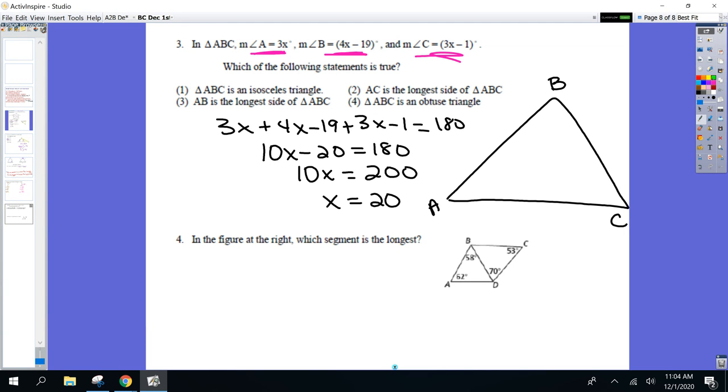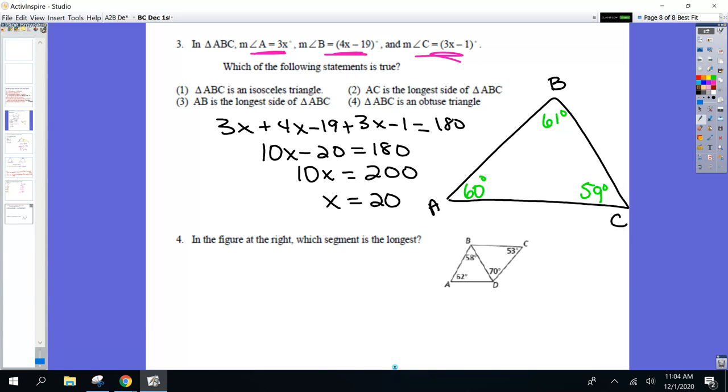Plug 20 in for angle A. 3 times 20, 60 degrees at angle A. Angle B, 20 times 4 minus 19, 61 for angle B. And finally, angle C, 20 times 3 minus 1, 59. All right, let's see which one's true now.